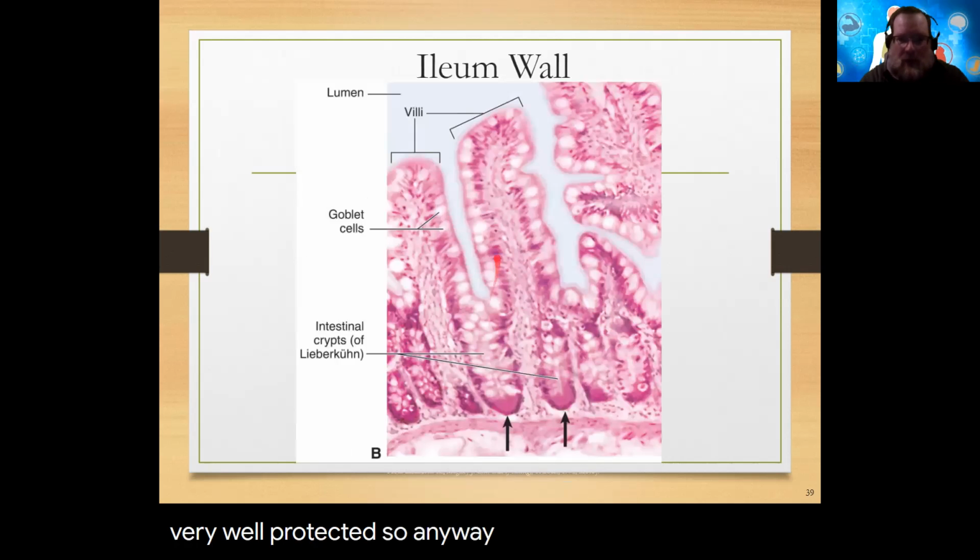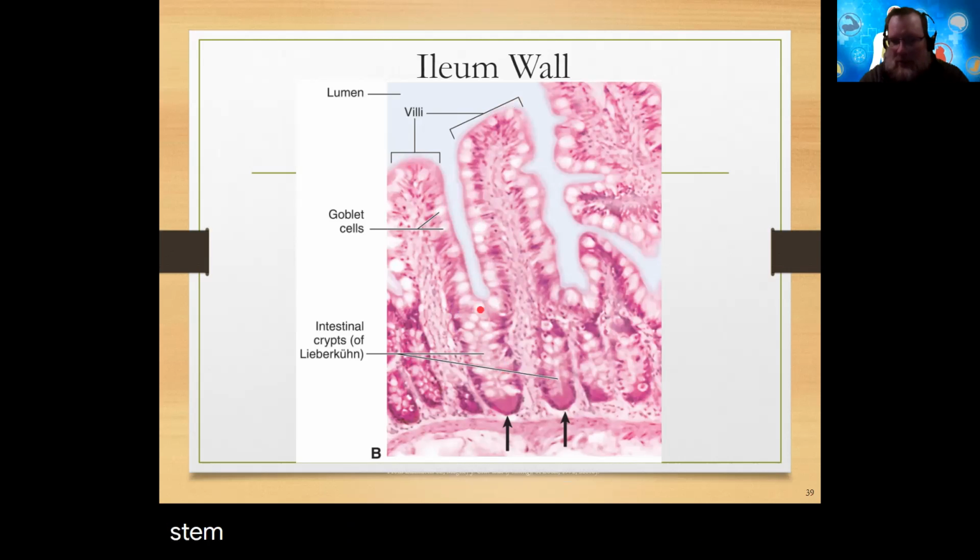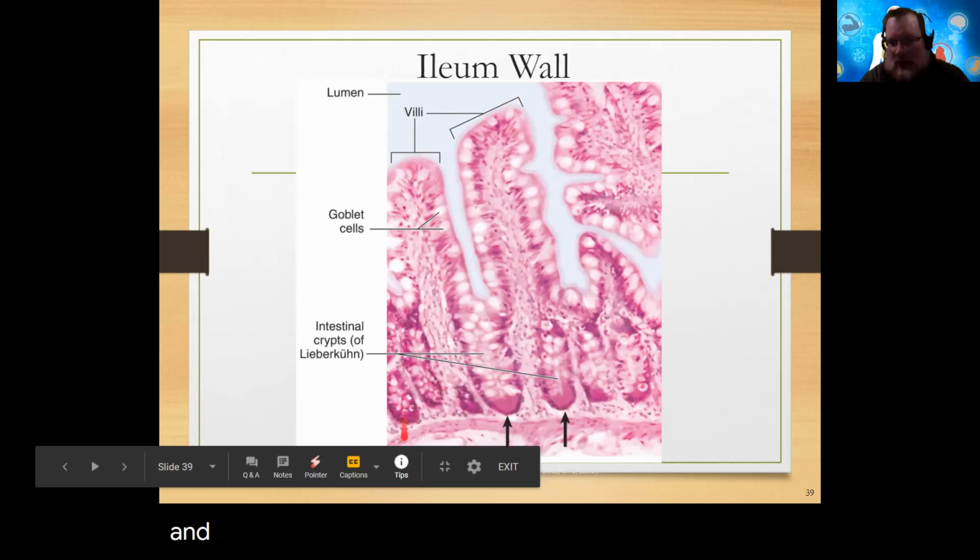So anyway, we're going to have goblet cells. Again, this is mucosal lining, so you can see these big grooves. And then we see the crypts. And the crypts, again, are where the stem cells are going to be. So as these cells are sloughing off and shedding, new cells are coming up and replacing them.